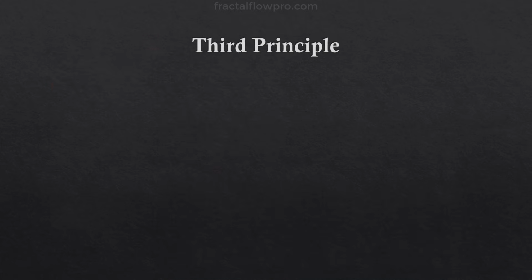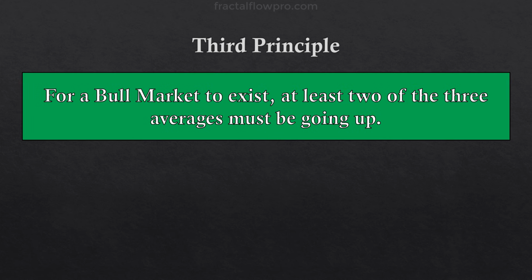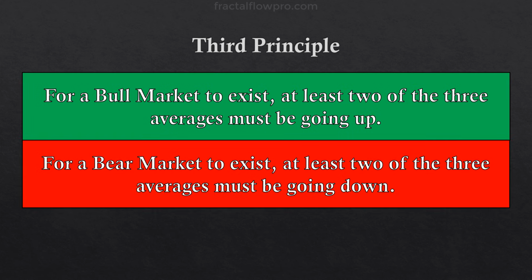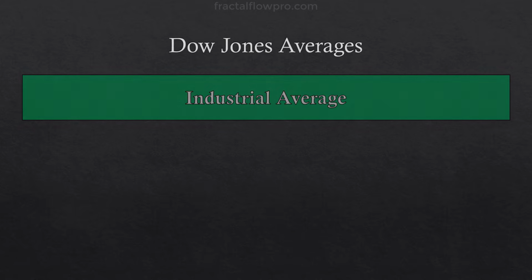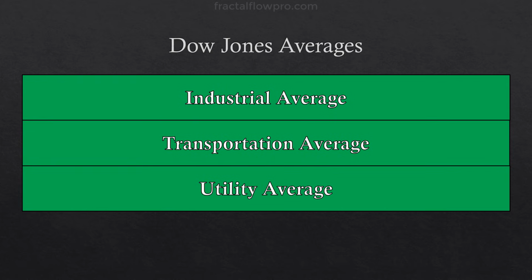The third principle in the Dow theory is called principle of confirmation. This principle states that for a real bull or bear market to exist, at least two of the three Dow Jones averages must be going in the same direction. The three averages are the industrial, transportation, and utility. Each average reflects a different sector of the economy. The goal of this rule is to assure that the trend is a result from a macroeconomic phenomenon, and not just a trend contained within a specific sector of the economy.